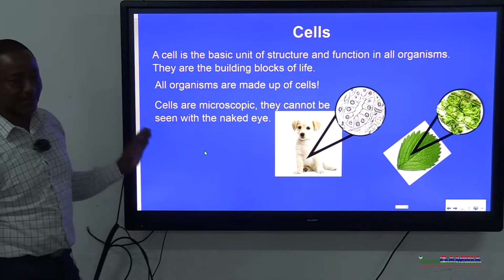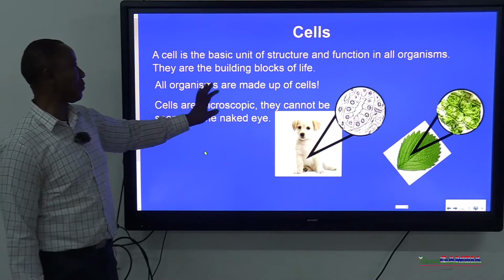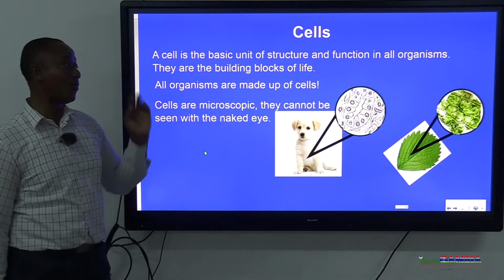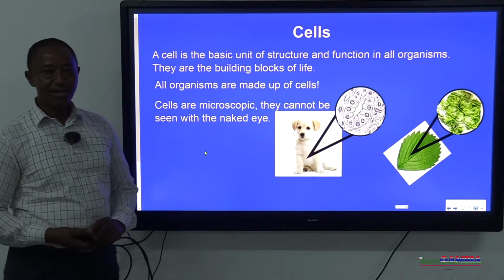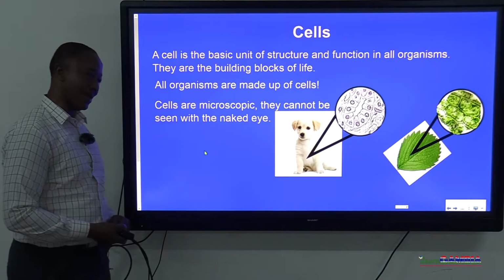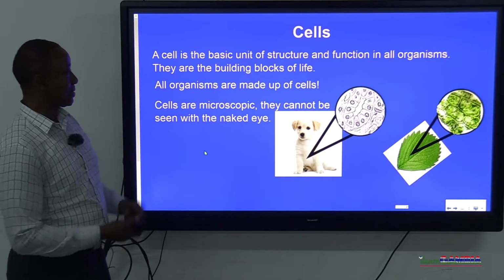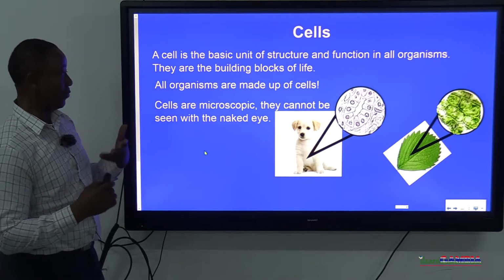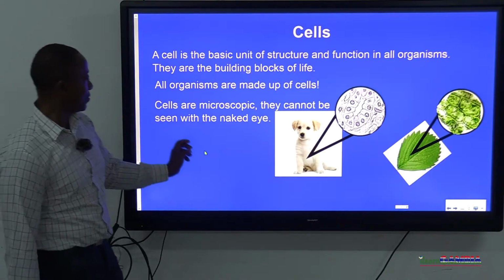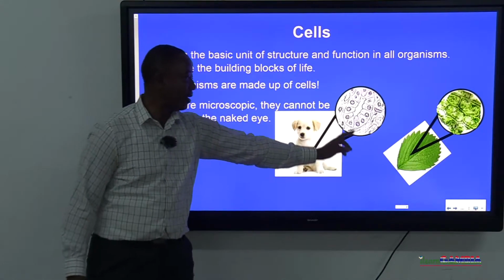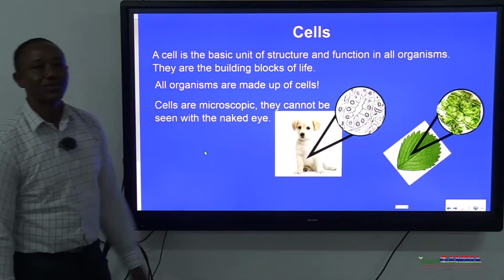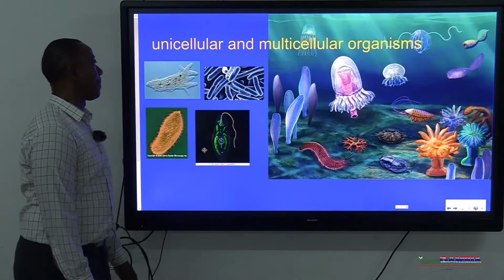All organisms, anything that is living, is made up of cells, either one cell or more cells. And the cells are microscopic. They cannot be seen with the naked eye. All cells are below our vision. We can't see them, but with the help of a microscope, we're able to see them. The body of this dog is made up of cells. The body of that leaf is also made up of cells.